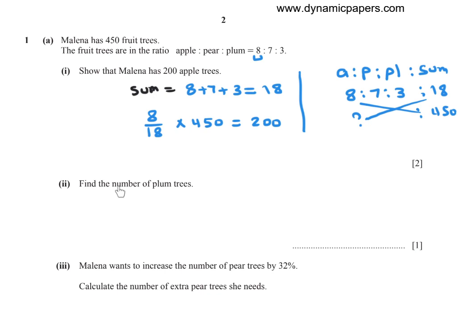Part ii, find the number of plum trees. For plum we have 3 parts, so 3 over 18 times 450 equals 75.